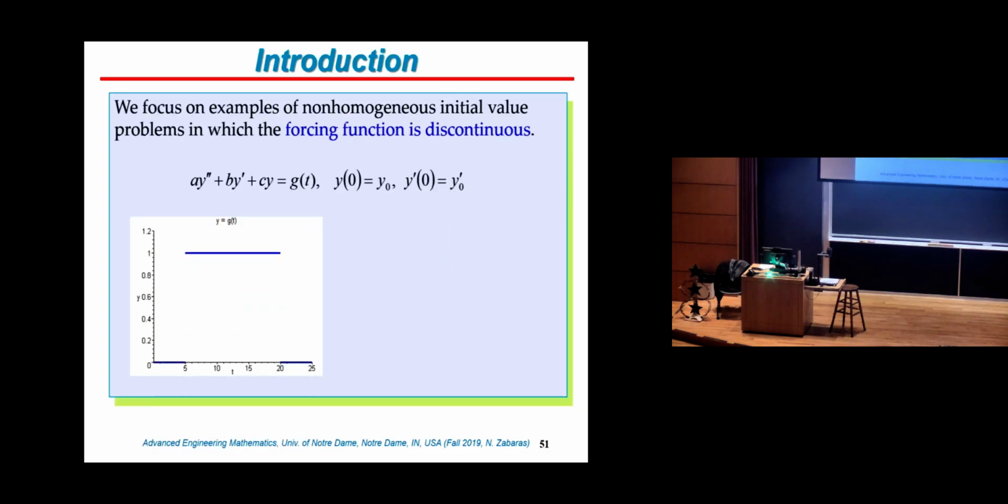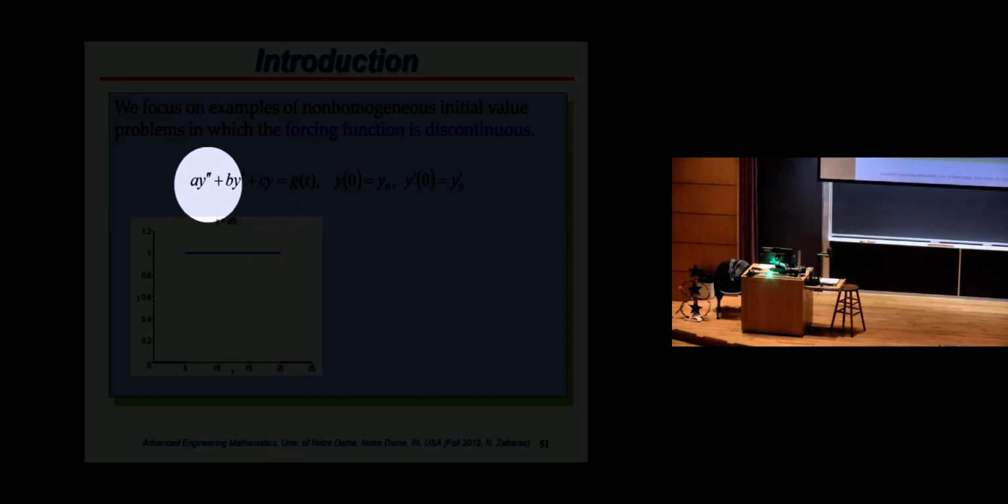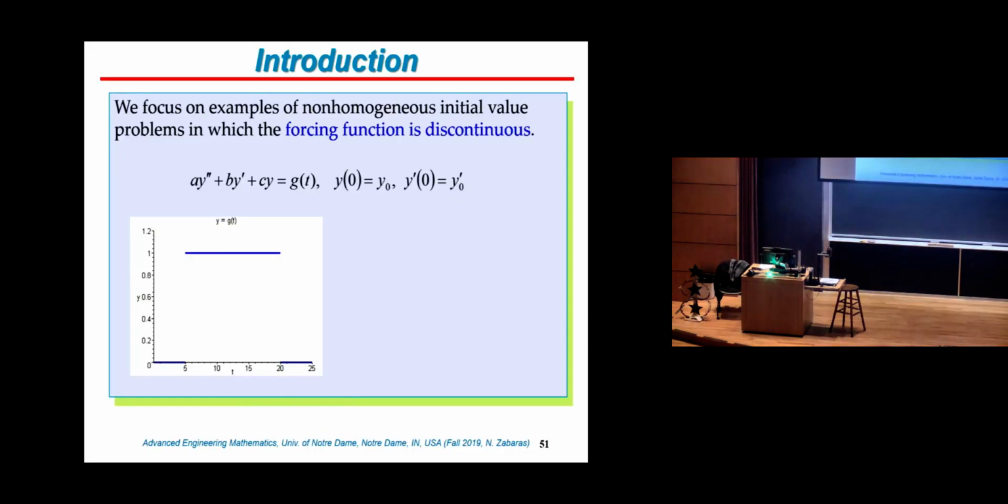So what do I mean, a discontinuous problem? You can think of an initial value problem where you specify the displacement and velocity, and the right-hand side, the forcing term, is, as you see here, 0 for some time, then it jumps to 1, and then it jumps again to 0 after time 20, okay?